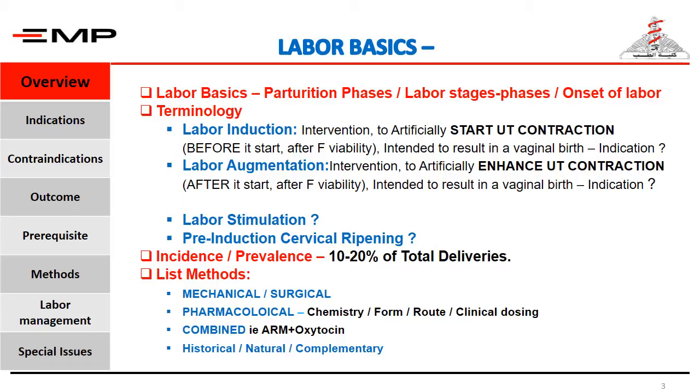Cervical ripening is a process of induction of labor that results in softening, effacement, and dilatation of the cervix, making it ripe, so that later process of induction of labor will be more successful. Induced labors represent about 10 to 20% of all deliveries, related to the countries and hospital practice. The following are the main list of methods used for induction of labor. Details will be given later in this presentation.